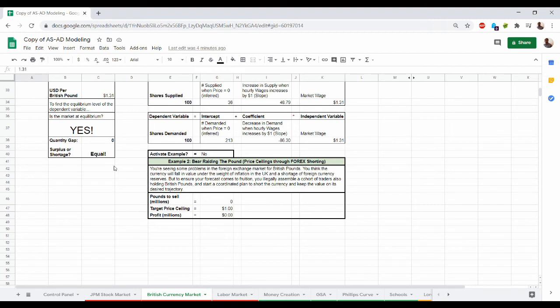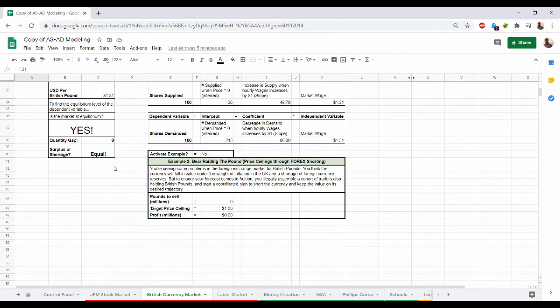So in example number 2, bear raiding the pound, price ceilings through Forex shorting, you're seeing some problems in the foreign exchange market for British pounds. You think the currency will fall in value under the weight of inflation in the UK and a shortage of foreign currency reserves. Because if the UK doesn't have any reserves, if they don't have any US dollars in reserve, then they won't be able to buy any pounds to keep the price of their currency elevated.